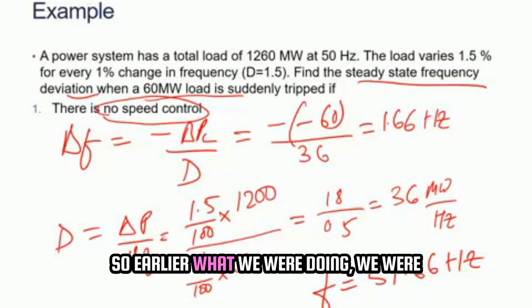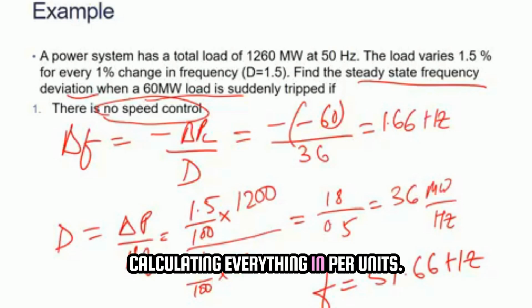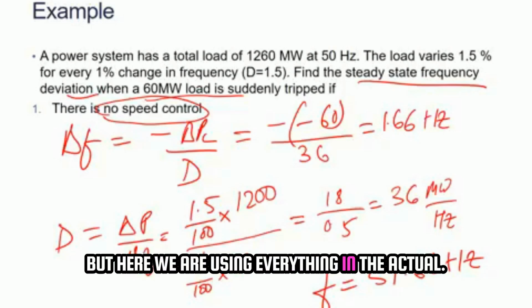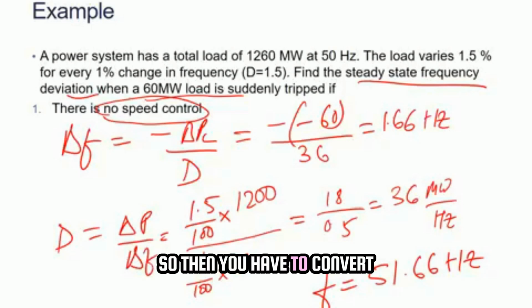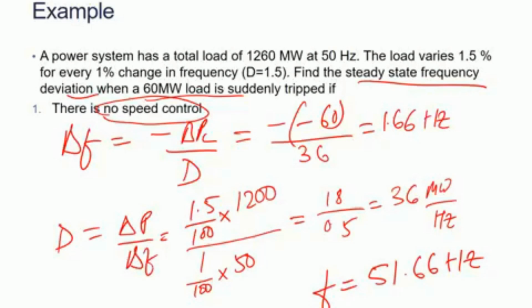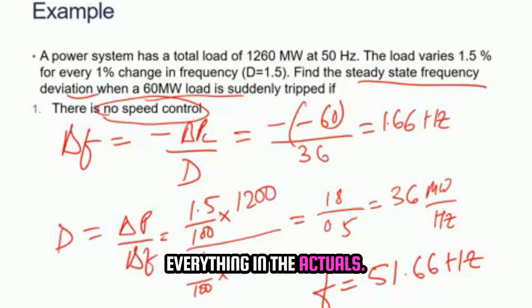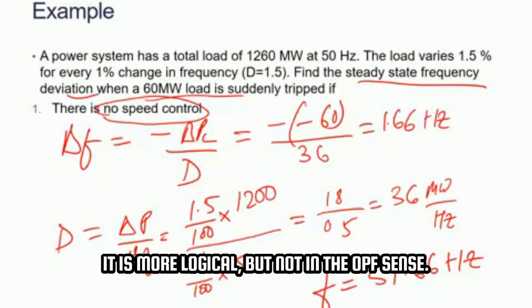Earlier we were calculating everything in per units, then you can use this value. But here we are using everything in actual values, so you have to convert everything into actual values. Mostly it is better to convert everything into actuals. Here it is more logical, but not in the OPF sense.